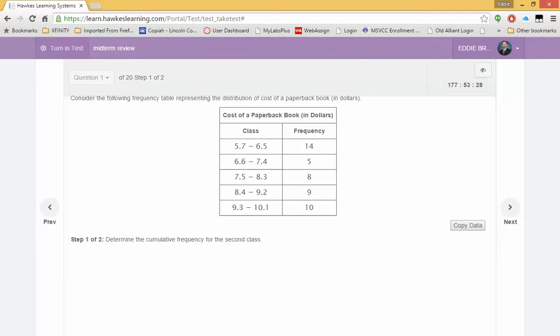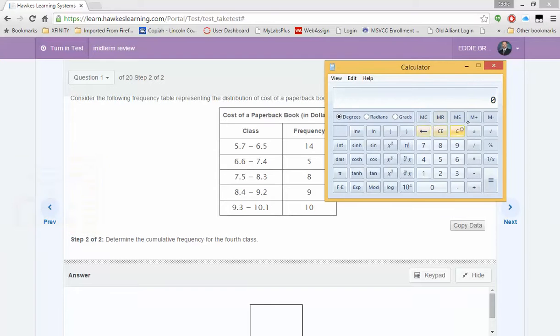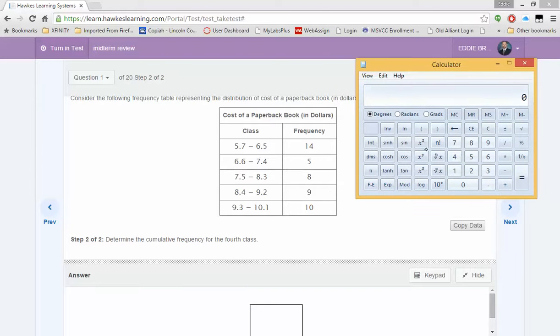Now let's look at step 2. Same table, determine the cumulative frequency for the fourth class. Alright, so to get the one here, you need to start at the top. We have 14 plus 5. I guess I could use a calculator here. Let's see. 14 plus 5 plus 8 plus 9. Alright, it's the fourth class. Fourth class, so 14 plus 5 plus 8 plus 9. So if this was a cumulative frequency distribution table drawn, there would be a 36 right there. Okay.